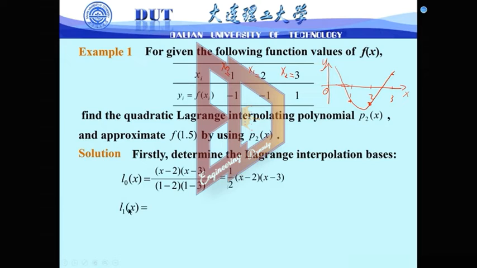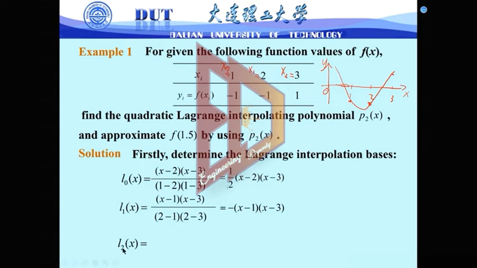Let's come to L1. X1 is 2, so the other nodes are 1 and 3. The numerator is (x minus 1) multiply (x minus 3). For the denominator, replace x by x1, which is 2, so (2 minus 1) multiply (2 minus 3). 2 minus 1 is 1, 2 minus 3 is minus 1. So L1(x) is minus 1 multiply (x minus 1)(x minus 3). It's simple, right?